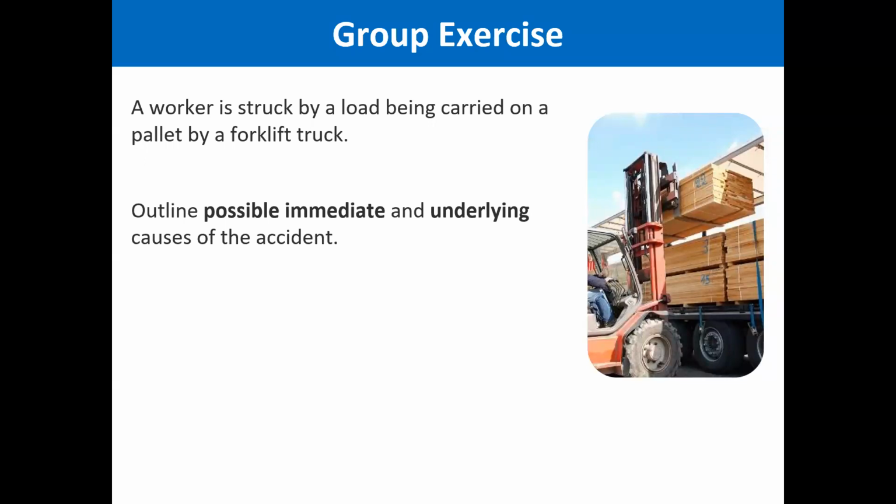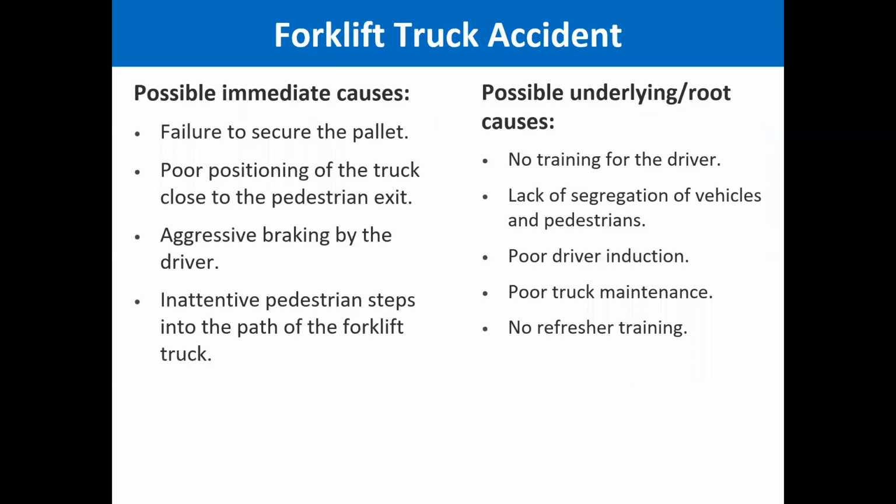Now let's consider a small exercise. A worker is struck by a load being carried on a pallet by a forklift truck. Outline the possible immediate and possible underlying causes. What are the possible immediate causes in this case? The possible immediate causes could be the failure to secure the pallet. Maybe the pallet was not secured on the forklift truck properly. It could also be the poor positioning of the truck close to the pedestrian exit.